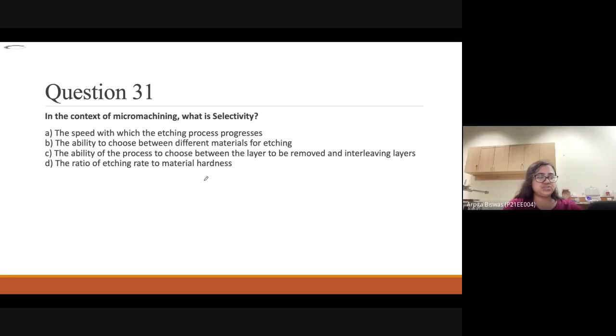And this is the last question, question number 31. In the context of micromachining, what is selectivity? First is the speed with which the etching process progresses. Second is the ability to choose between different materials for etching. Third, the ability of the process to choose between the layer to be removed and interleaving layers. And option D is the ratio of etching rate to material hardness. So what is the right option?